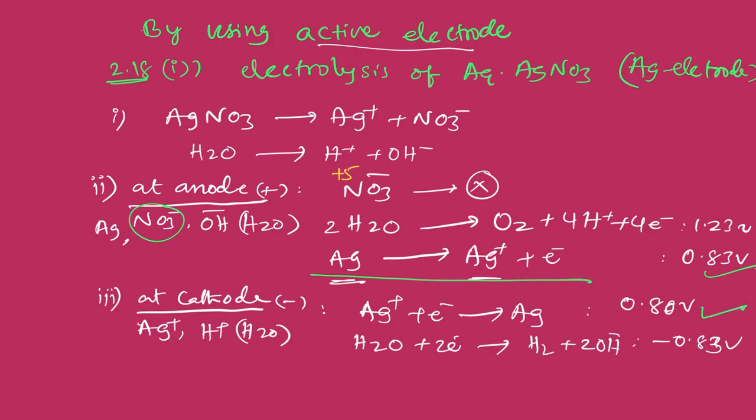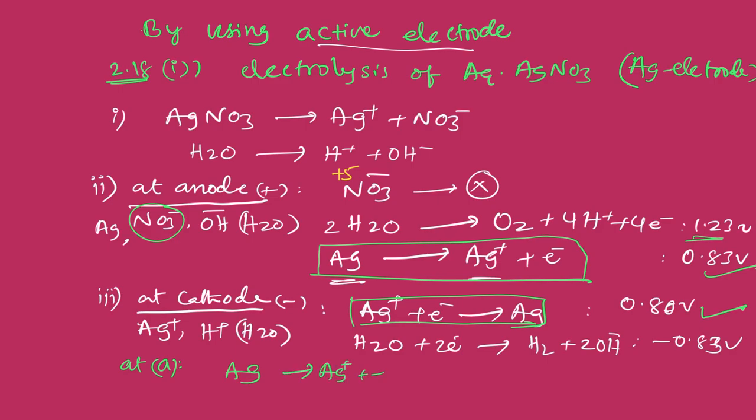Anyway, at anode it is 1.23. This is 0.83. Lower value means Ag undergoes oxidation, and at cathode Ag plus undergoes reduction. This will be reduction. This will be oxidation. So the overall reaction at anode, which reaction? Ag converts into Ag plus plus electron. At cathode, Ag plus plus electron converts into Ag. So this is the anode reaction and cathode reaction.